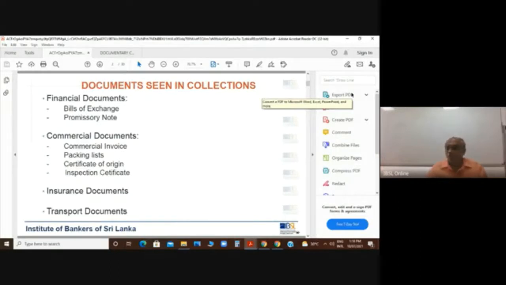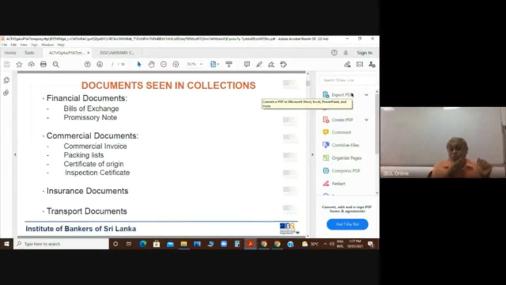The first one is financial documents. Under financial documents, we can list bills of exchange and promissory notes. Under commercial documents, there are the commercial invoice, packing list, certificate of origin, and inspection certificate. Then comes the insurance document. Insurance is also very important. It plays a major role in international trade operations because goods are moving from one country to the other. During the voyage, anything can happen. Therefore, insurance is a must. So insurance documents also, we have to have some idea.